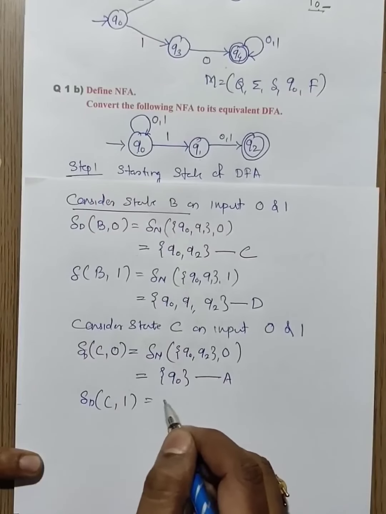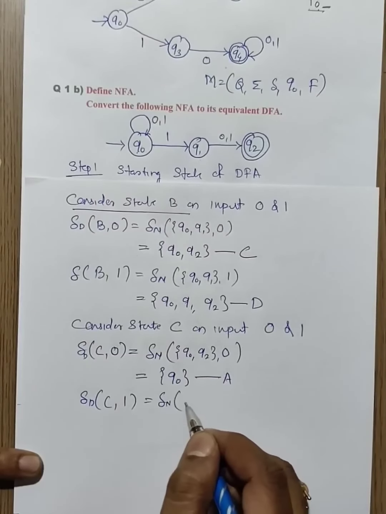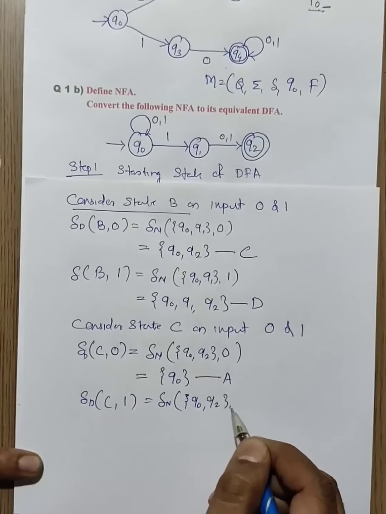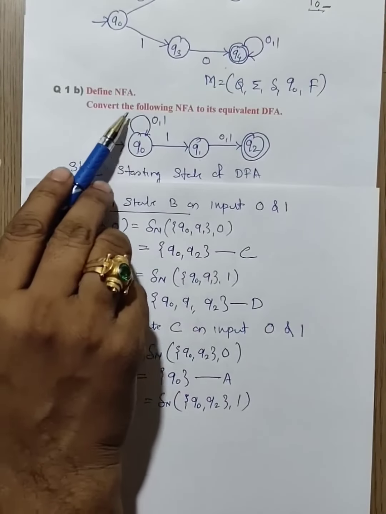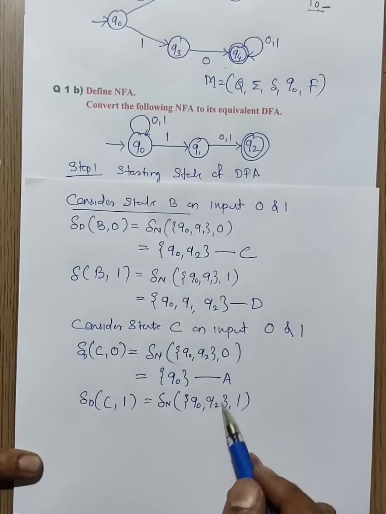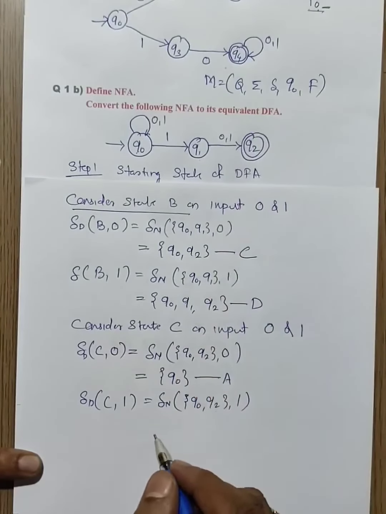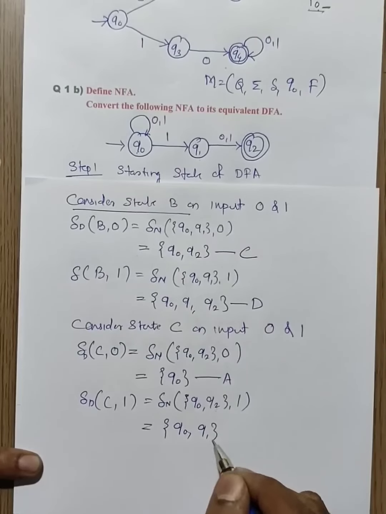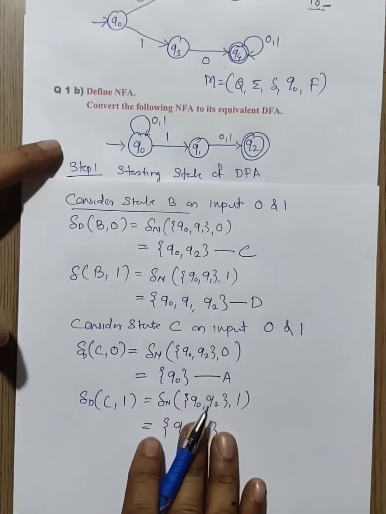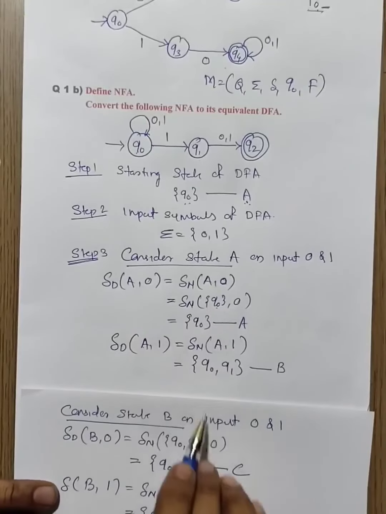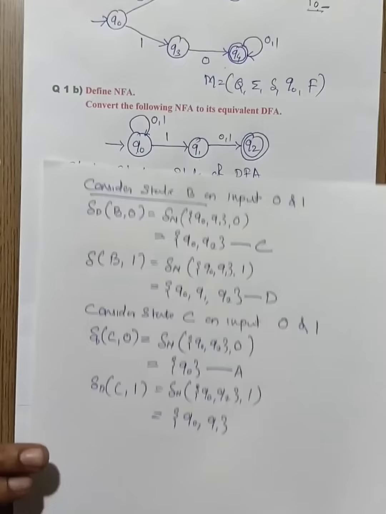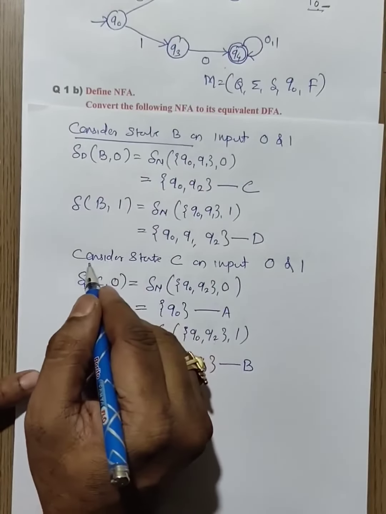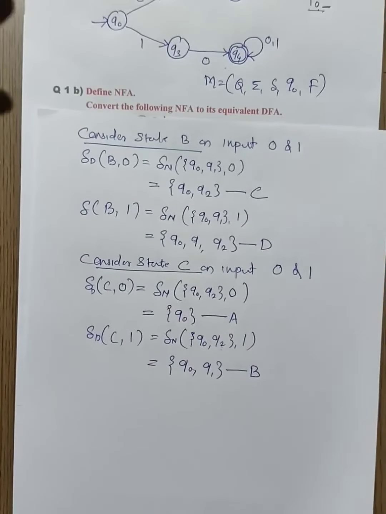C on 1: Q0, Q2 on 1. Q0 on 1 gives Q0, Q1, and Q2 on 1 gives nothing. Plus there is Q0 and Q1. For Q0 and Q1, we assign B. Means this is the repeated state B. Consider state C is over. The new state is D.